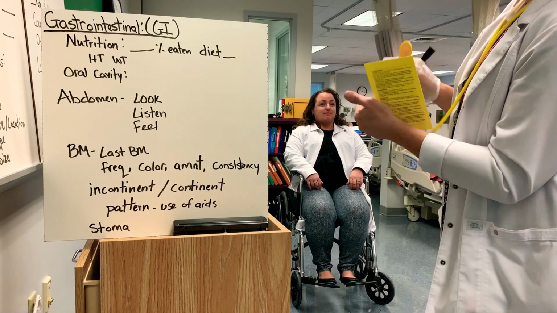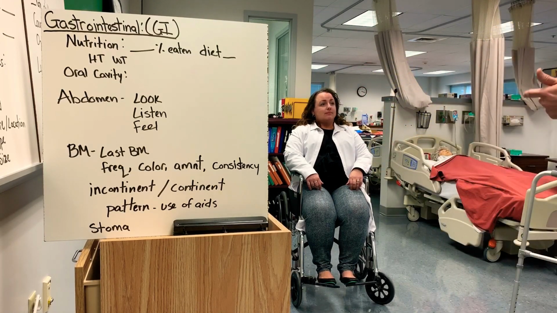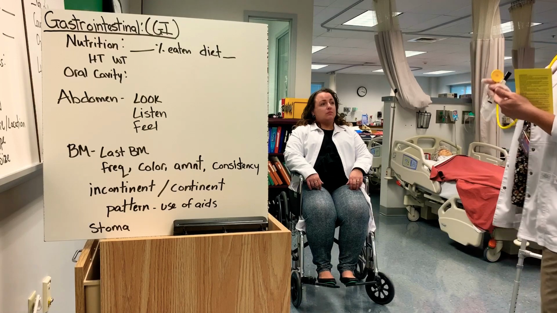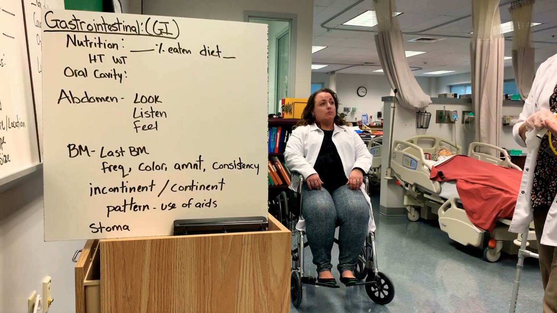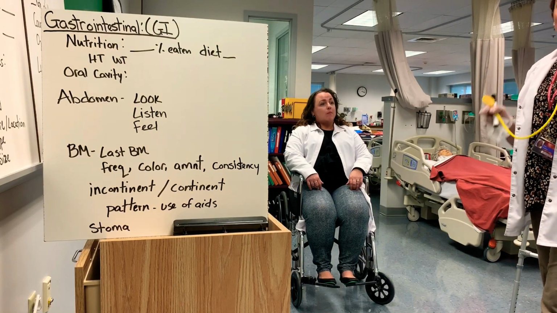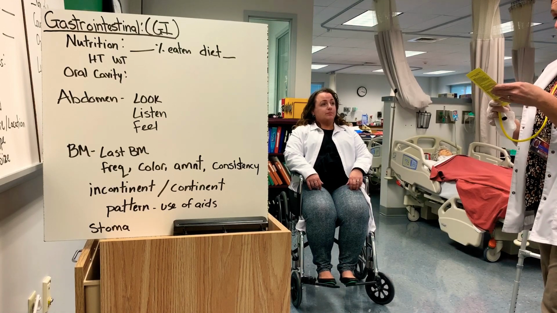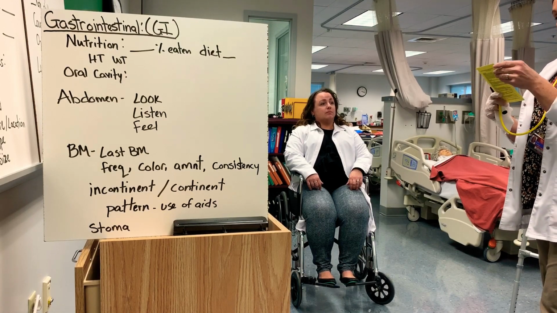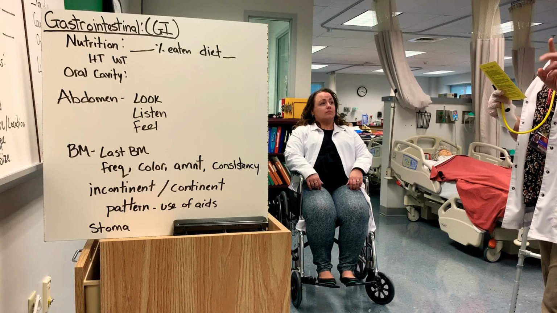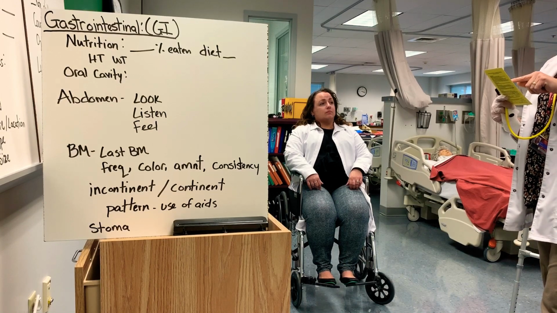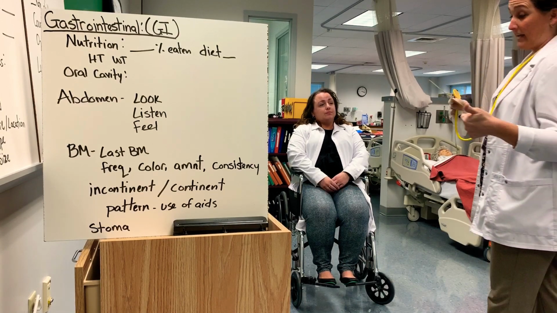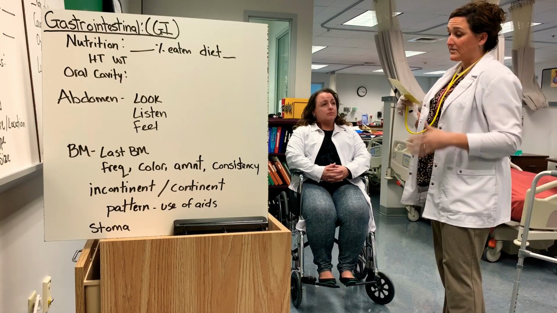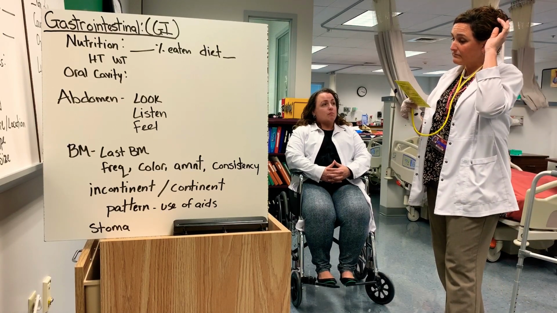So I've looked, I've listened, and I've felt, and a proper abdominal assessment written up would look like: abdomen was soft, non-tender, non-distended, normoactive bowel sounds in all 4 quadrants. You would knock it out of the park if you did that. Let's see if I missed anything. Soft and tender. And again, if she has any pain, you have to say what quadrant. If you feel any masses, you talk about what you feel.